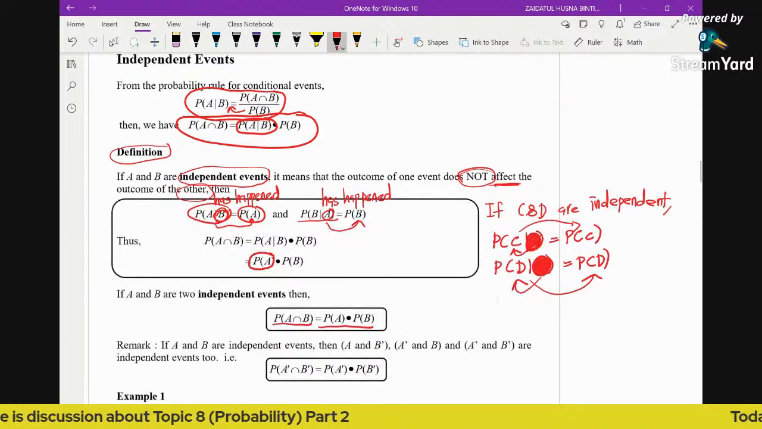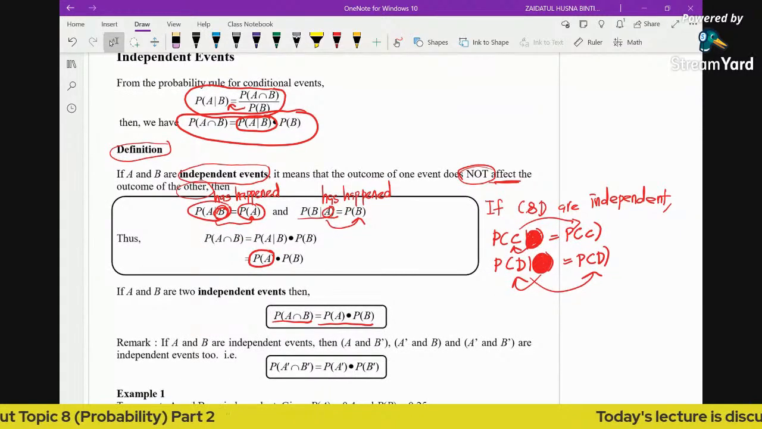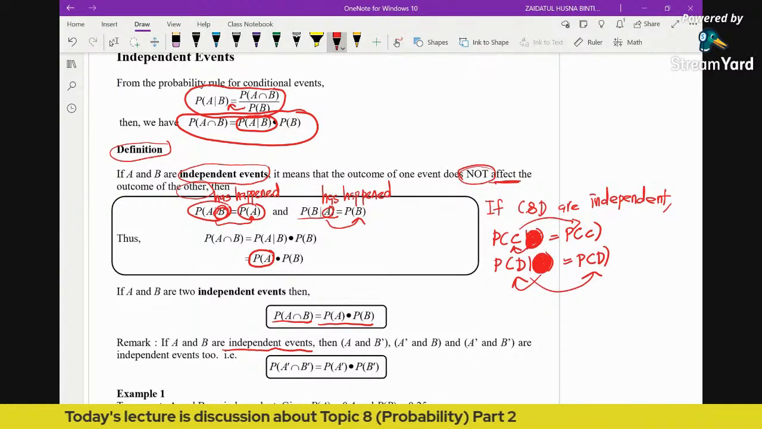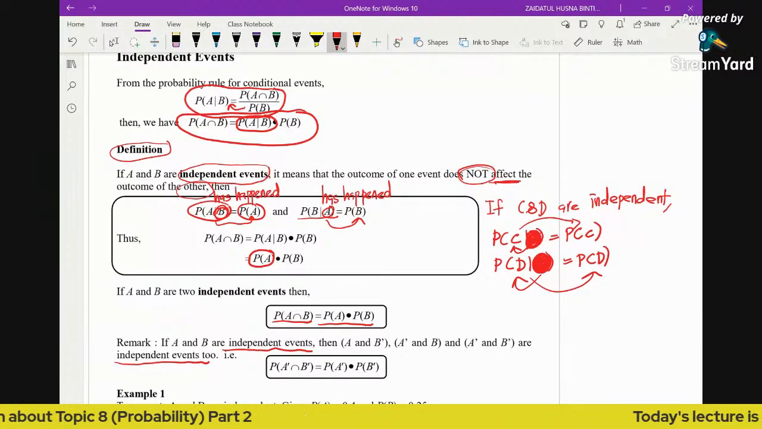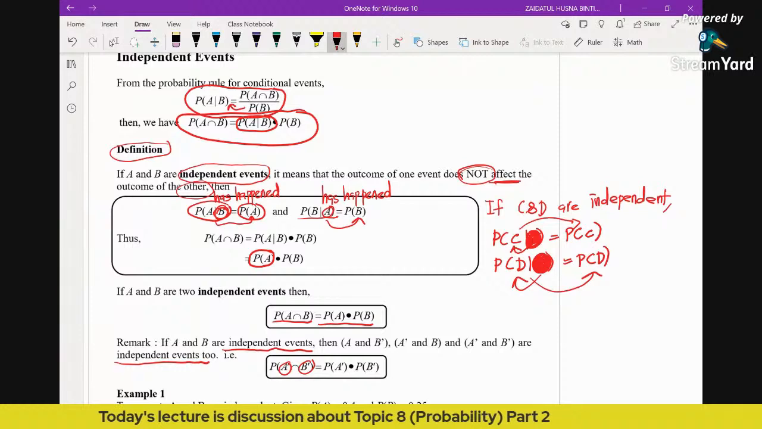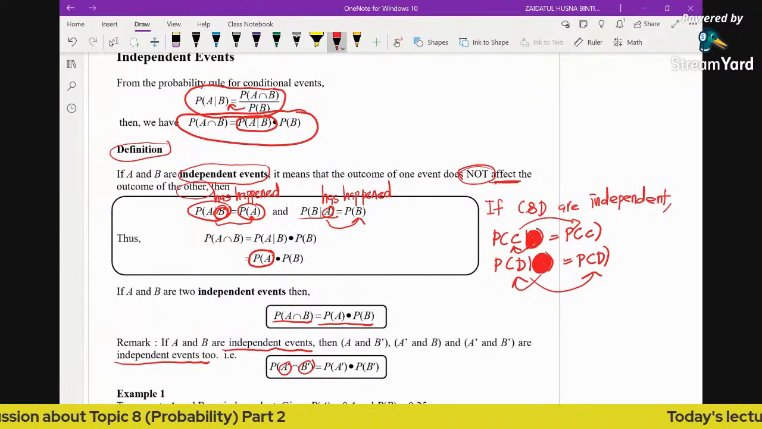The same thing here. If A and B are independent events, then A and B prime, A prime and B, and A prime and B prime are independent events too. For example, if A and B are independent, the same thing applies to A prime and B prime. So probability of A prime intersect B prime is equal to probability of A prime multiplied by probability of B prime.